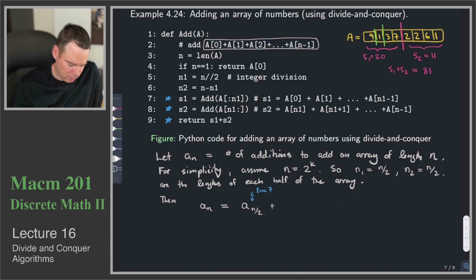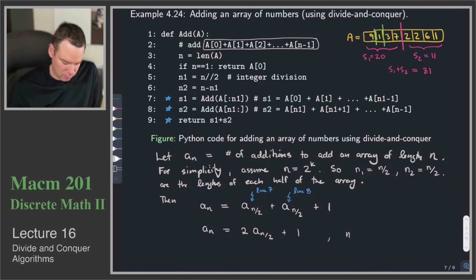What about line 8? It makes a recursive call to the add function for an array of length n over 2. So it's going to do this many additions, a sub n over 2. So that's line 8. And then line 9 sums two numbers, so there's one addition that happens in line 9. So we've got a plus 1 there. And so this tells us that a_n is 2 times a_(n/2) plus 1, and that's for n greater than or equal to 2.